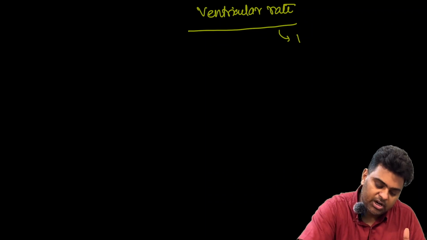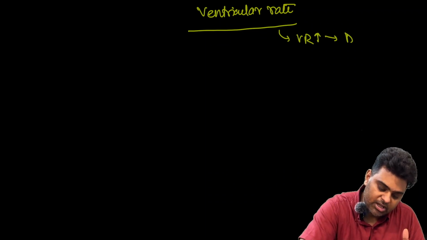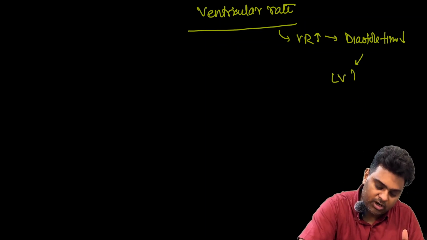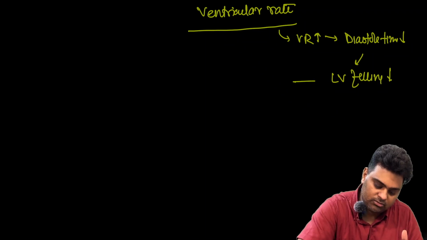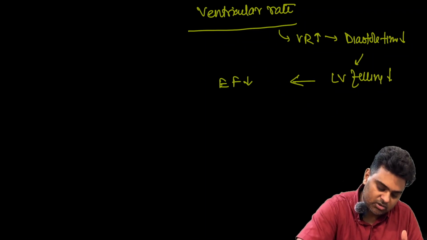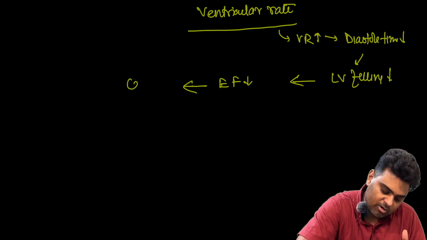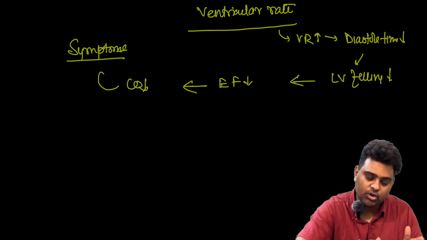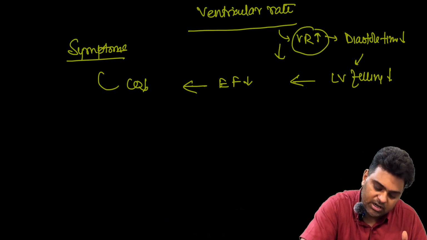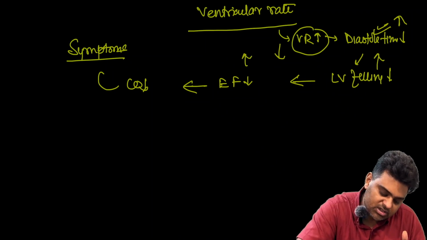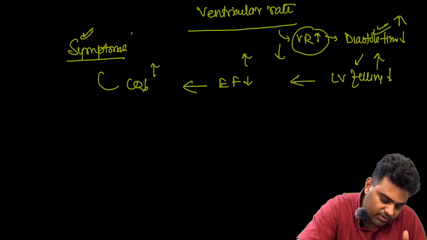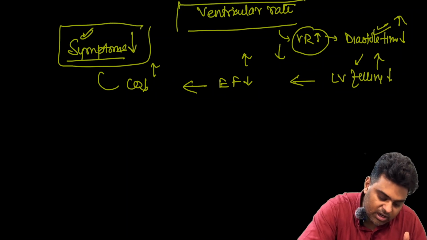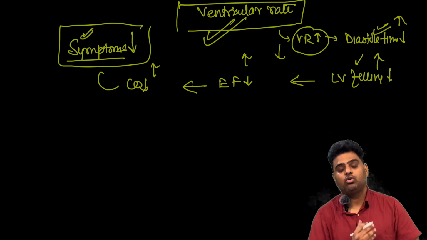since the ventricular rate is high, diastole time is low. So left ventricular filling is low. So ejection fraction is low because of the Starling law, and cardiac output is low. So the patient will have symptoms. If we decrease this ventricular rate, diastolic timing will increase, left ventricle filling will increase, ejection fraction will increase, cardiac output will increase, and symptoms will decrease. That is why it is very important to control the ventricular rate.